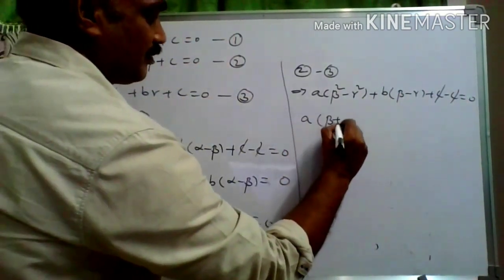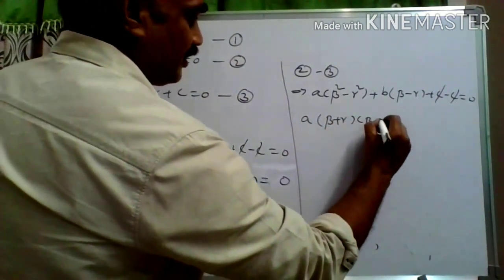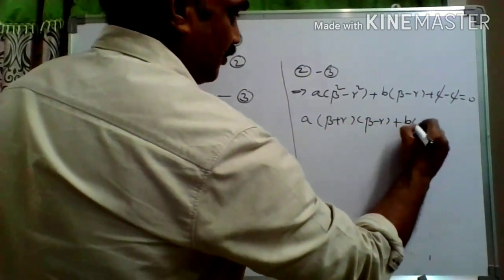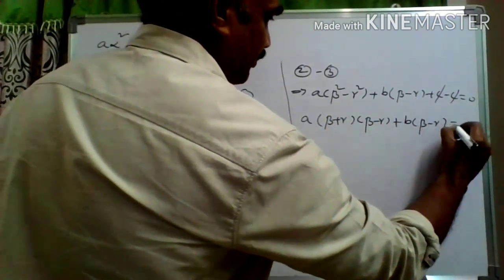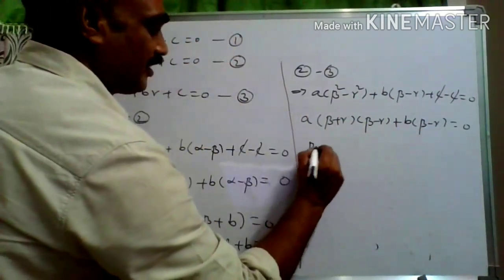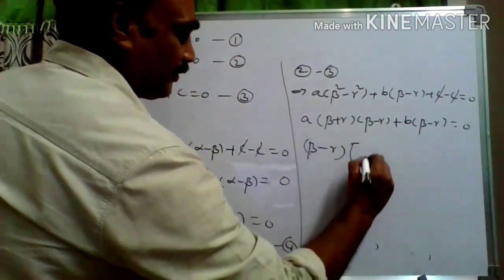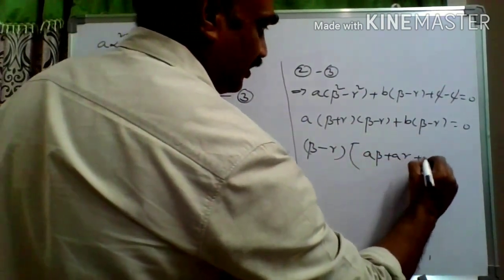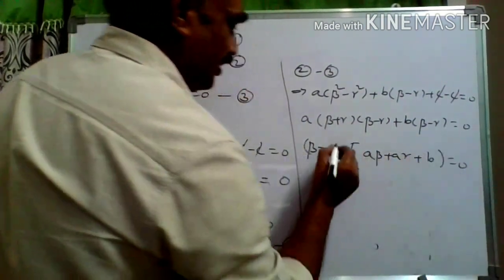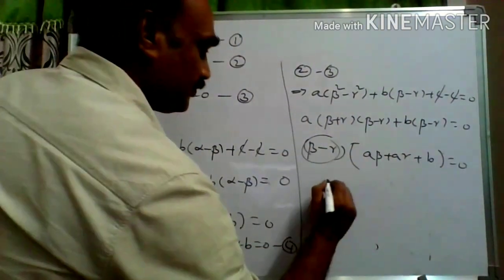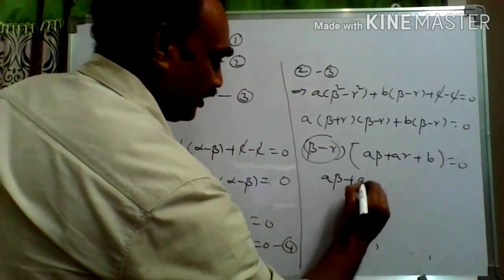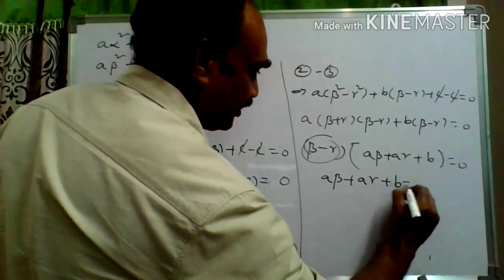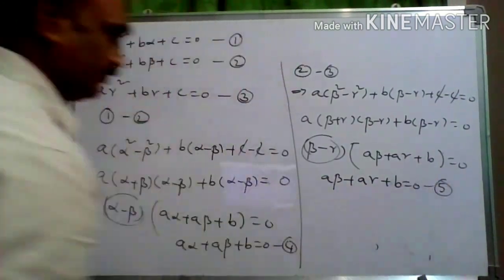Beta square minus gamma square is beta plus gamma into beta minus gamma, plus b into beta minus gamma is equal to 0. I'm taking common beta minus gamma. Friends, a into beta plus gamma, that is a beta plus a gamma, plus b is equal to 0, since beta minus gamma is not equal to 0. So a beta plus a gamma plus b is equal to 0, this is equation number 5.